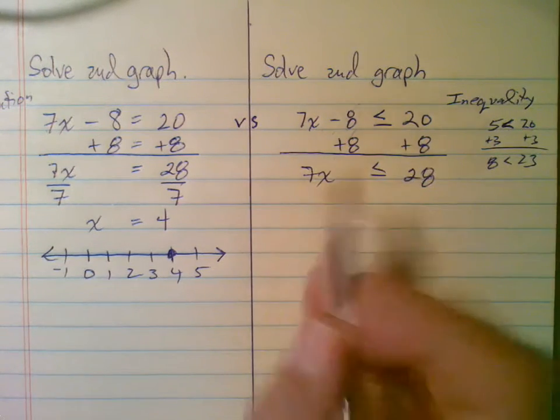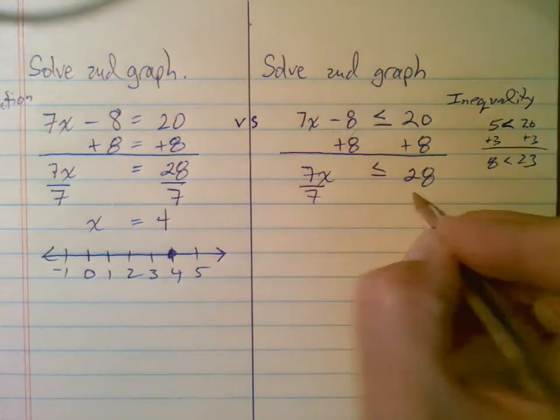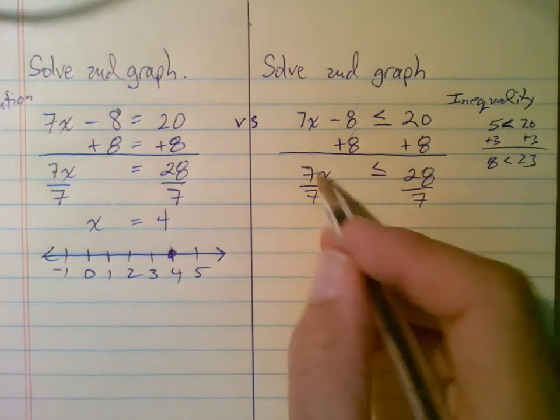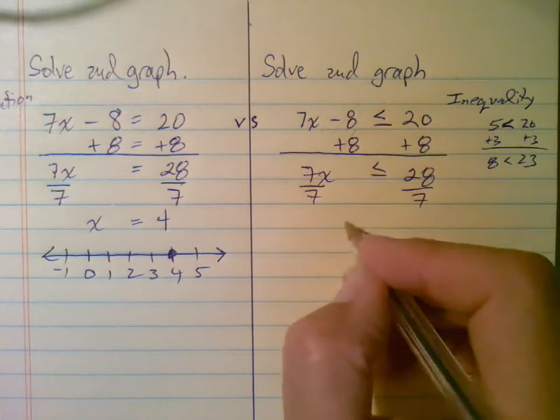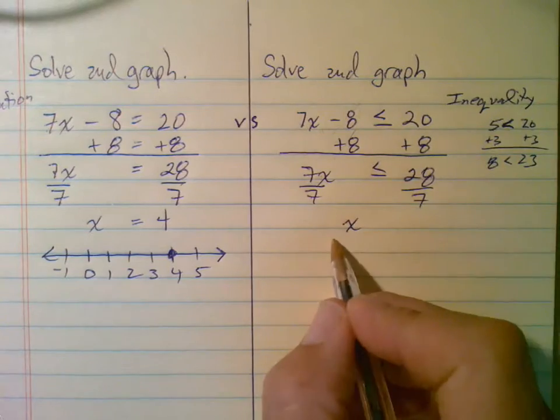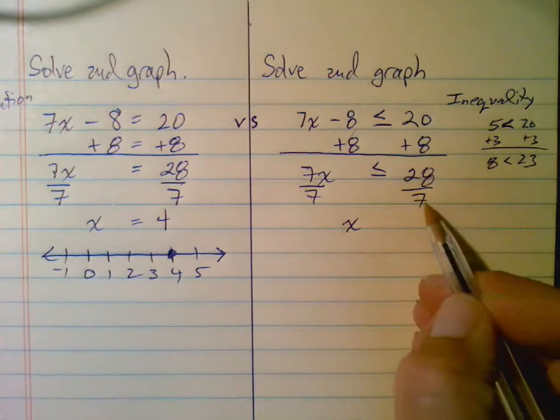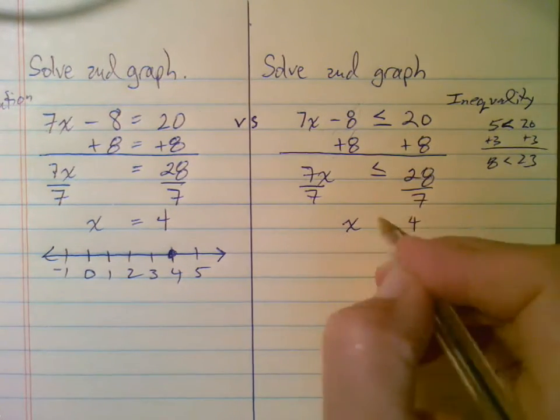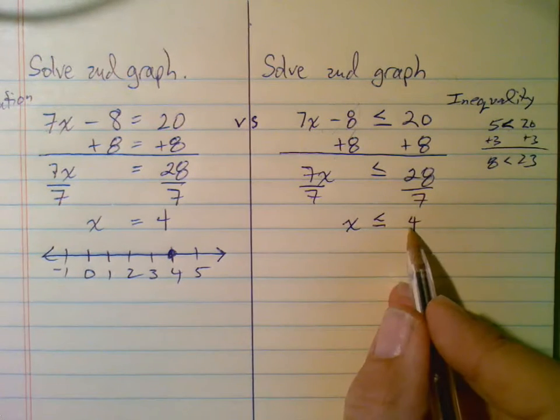I'm multiplying by 7, so to undo multiplying by 7, divide by 7. 7 divided by 7 is 1, and 1 times x is x. 28 divided by 7 is 4. So x is less than or equal to 4.